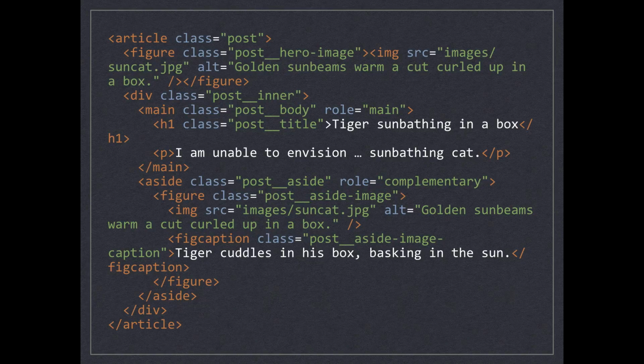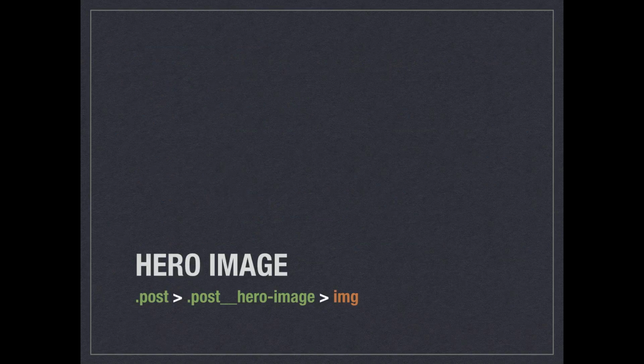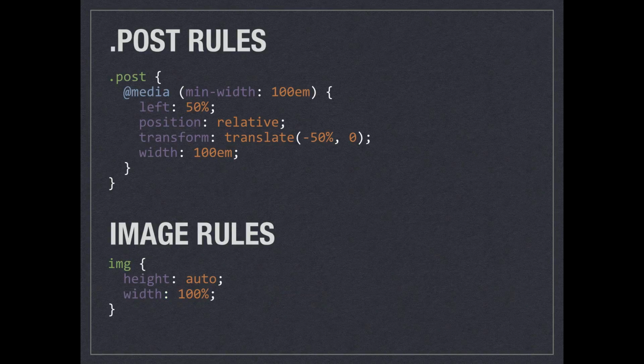So we have a post class, and inside we have a hero image and a post inner, and then inside post inner we have post body and post aside. And so we can start to look at the structure of the HTML and figure out where we go from there. So let's start at the hero image. So we have that post class at the top, the post article, and then post hero image, and then the image element itself. So how do we figure that out?